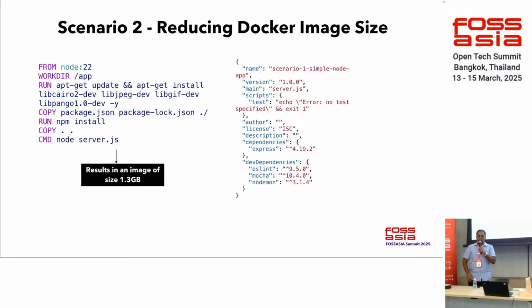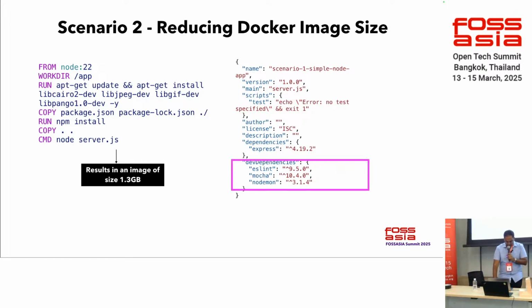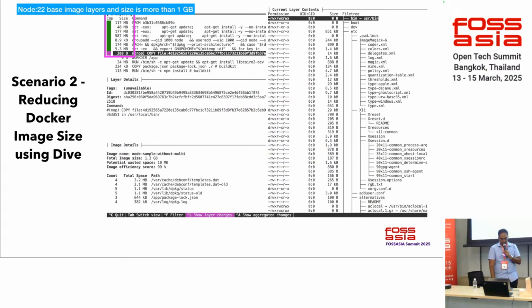Yeah, absolutely. So dev dependencies are something that you may not require at runtime. What you can do is change your Dockerfile to do npm install --prod, which will disregard your dev dependencies. Okay. So we do not need these during runtime, right? So this is one way you can reduce the image size.